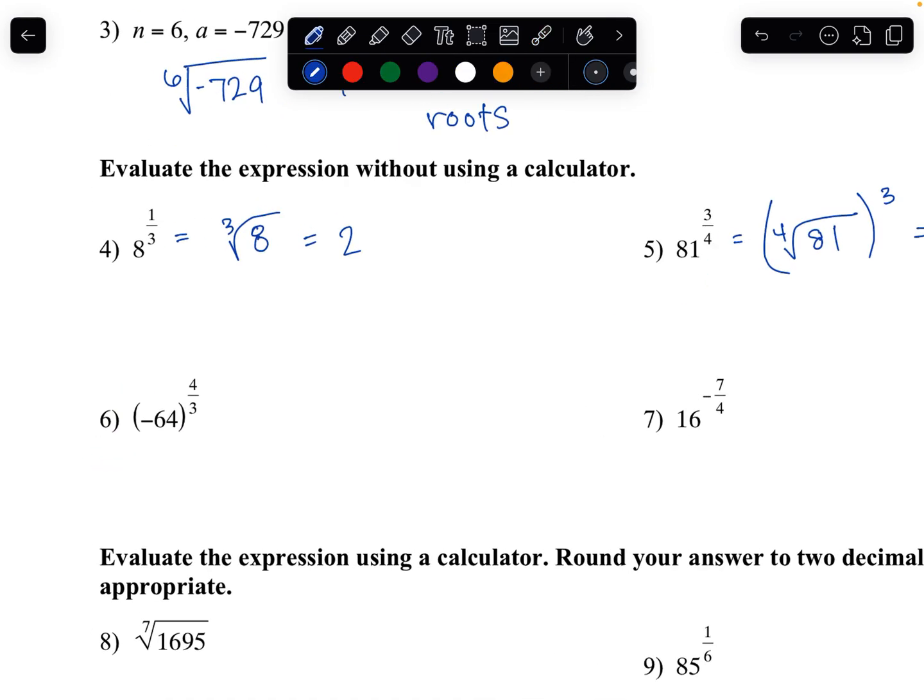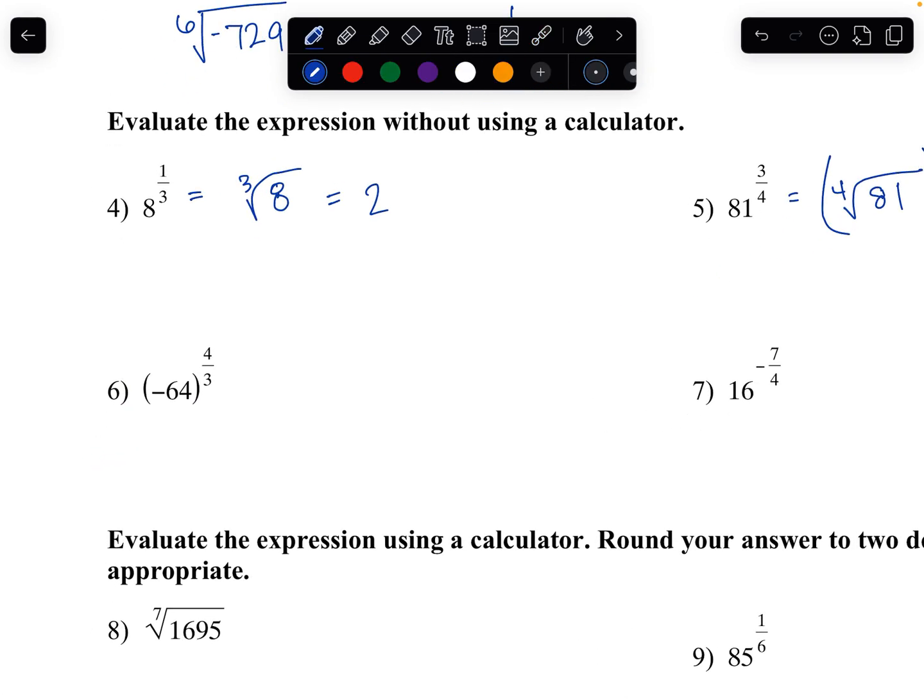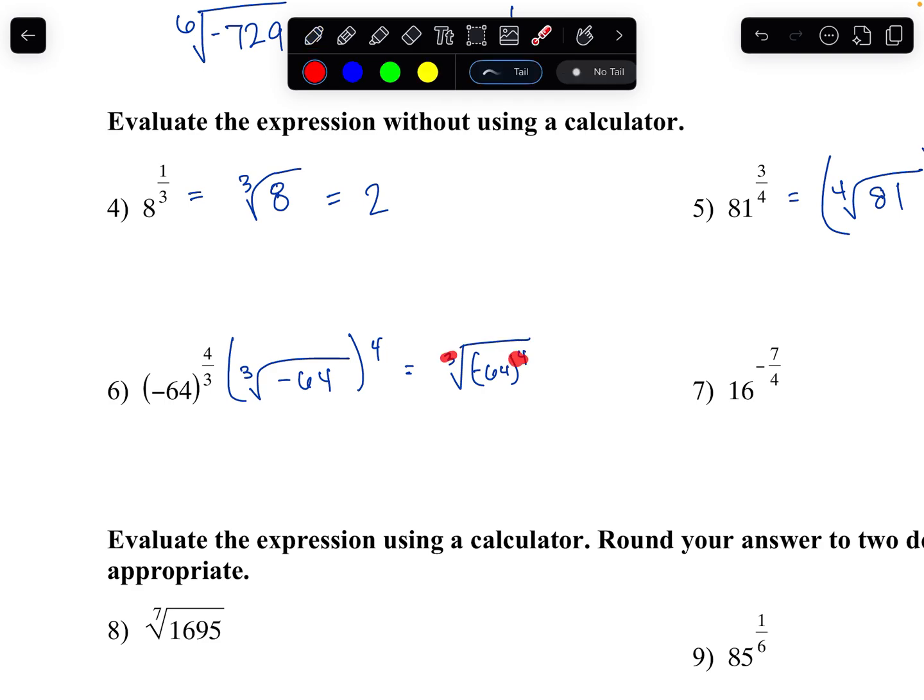This one right here, I'm going to rewrite as a radical, so that's going to be negative 64 underneath the radical. It's going to be a third root, because 3 is the denominator, and then this will be to the 4th power. Okay, and to be honest, you could even write this as the third root of negative 64 to the 4th power. So you can evaluate it either way. You can evaluate the power first, or you can evaluate the root first. But it depends on whether it's easier to evaluate the power or the root.